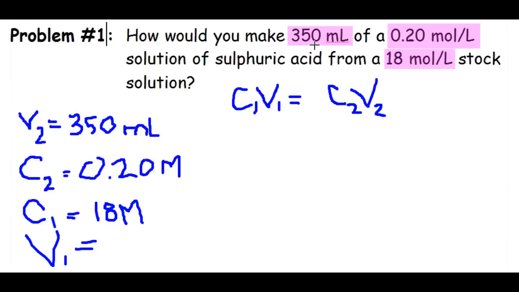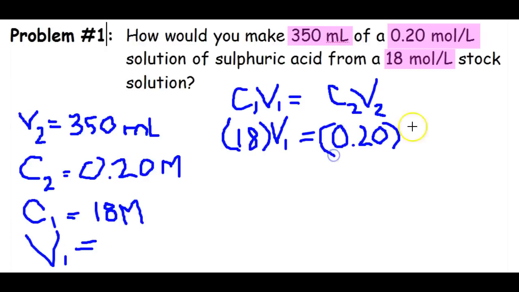All right, so let's sub in what we know. So I know that C1 is that 18 mole per liter. And my V1 is what I don't know. My C2 was that 0.20 moles per liter.